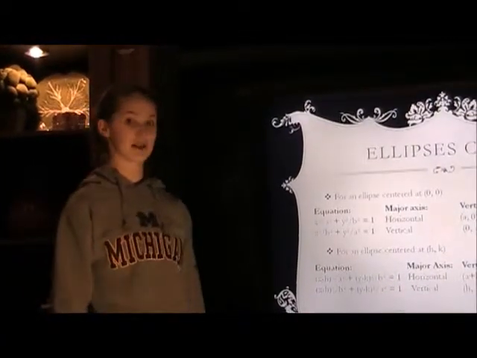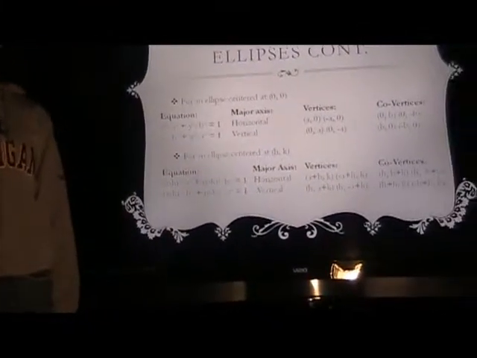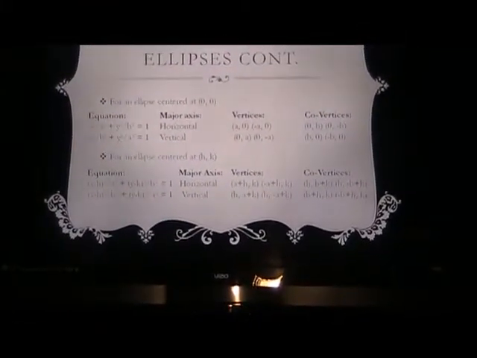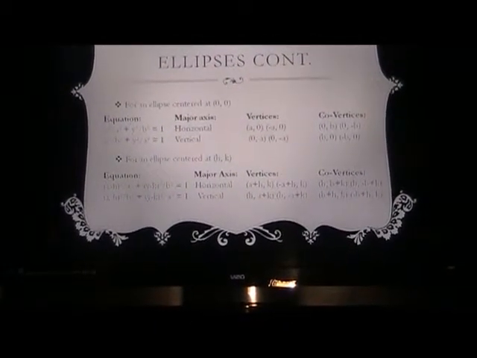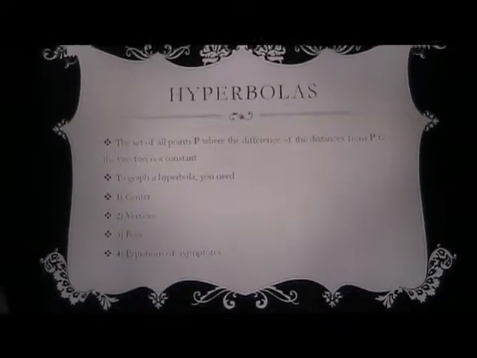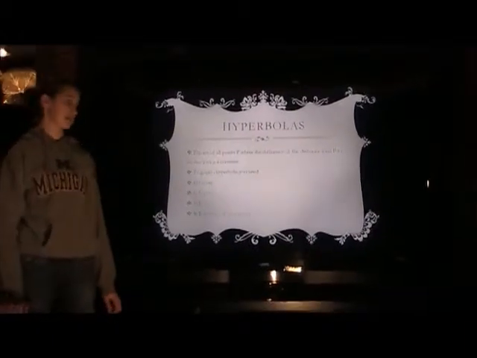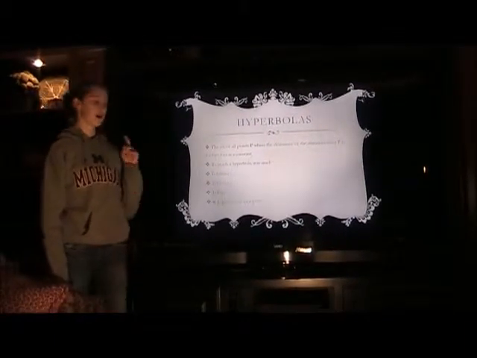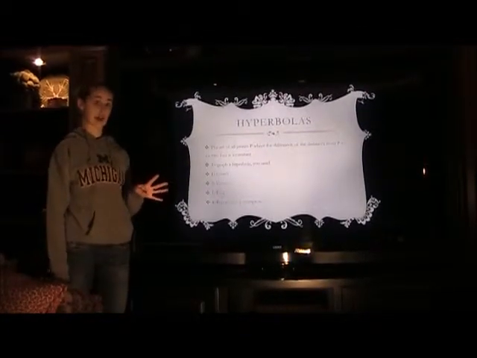For an ellipse centered at h, k, the equation would be x minus h squared over a squared plus y minus k squared over b squared equals 1 if the major axis was horizontal. Hyperbolas. The set of all points P where the difference of the distances from P to the two foci is a constant. To graph a hyperbola, you need center, vertices, foci, and equations of asymptotes.